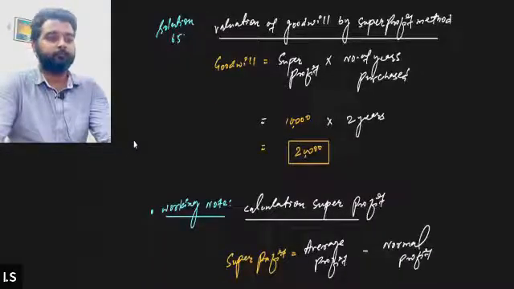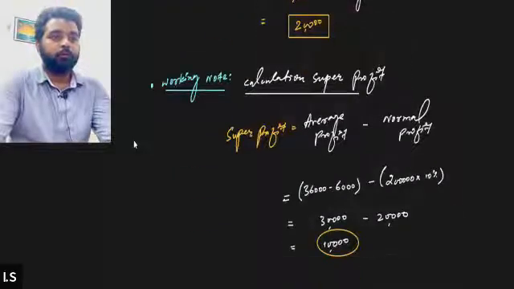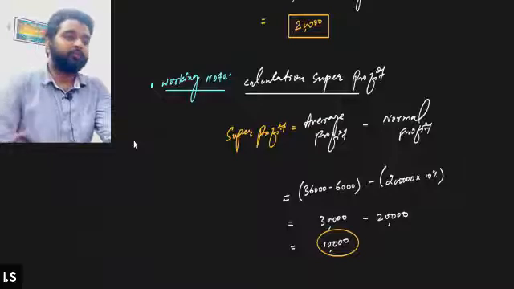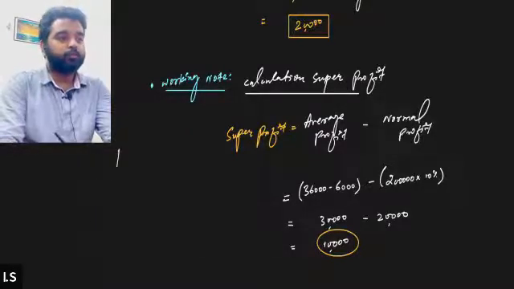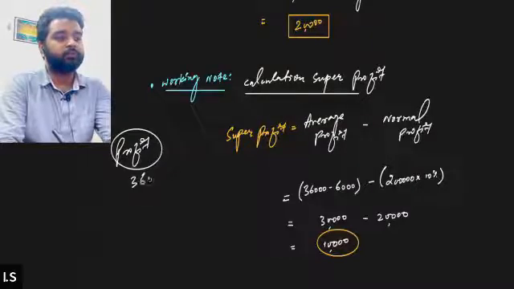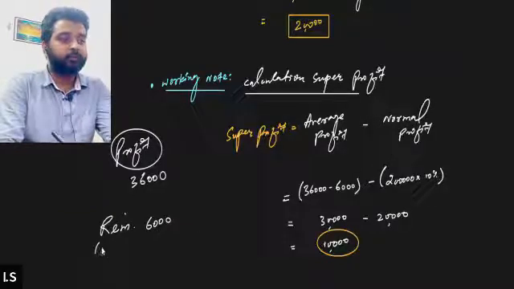Sir, you deducted 6,000 from 36,000. Yeah, because it was the remuneration, and we need to find out the average profit after deducting all kinds of expenses. Average profit of the firm is given in the question, which is 36,000. And the question is also telling us about the remuneration of the partner. It means the salary, right? Yeah, salary of the partners. Okay. Remuneration is the salary.